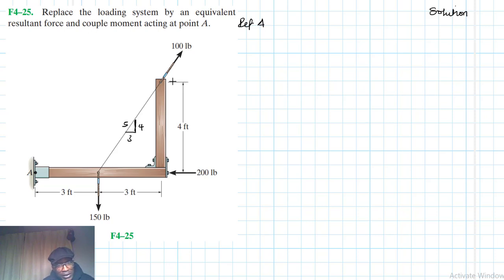So we'll have components here. We'll have this one, which will just be 100 by 3 divided by 5. This is therefore going to be equal to 60, right? 5 into 100 is 20. 20 by 3 is 60.